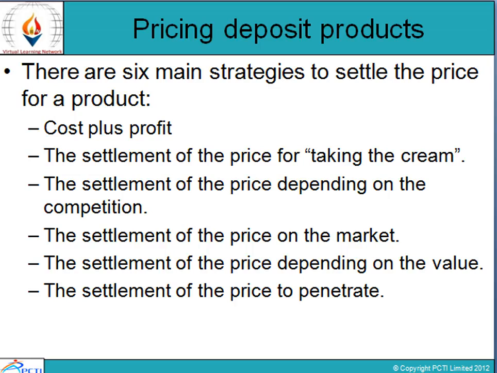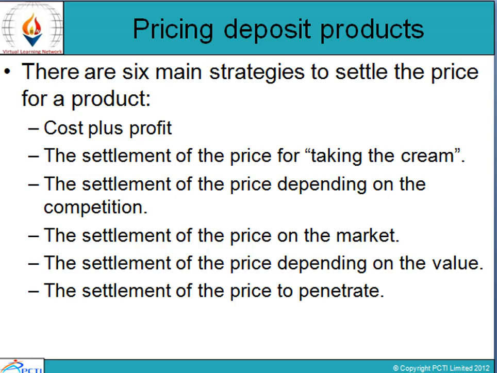जो पहला है वो है cost plus profit. So this is a very sensitive strategy of cost. So the institutions calculate how much the manufacturing of the product would cost, and they add a margin of profit which is required for the client purposes.